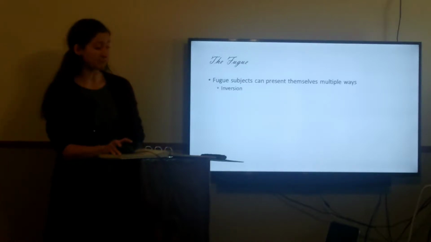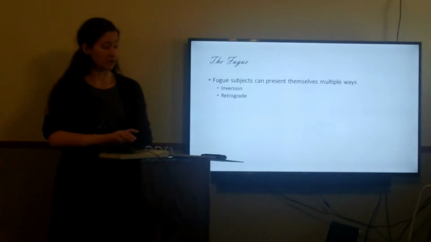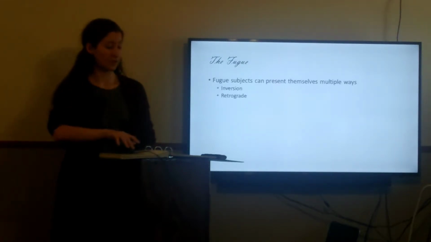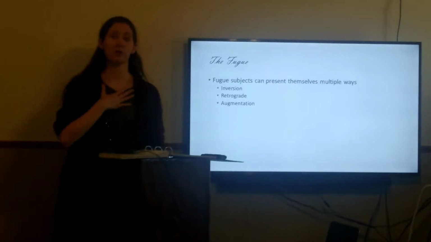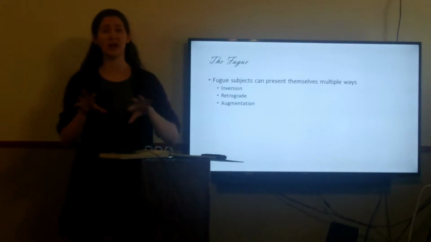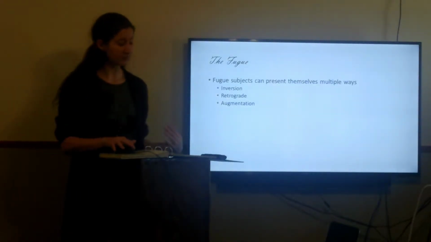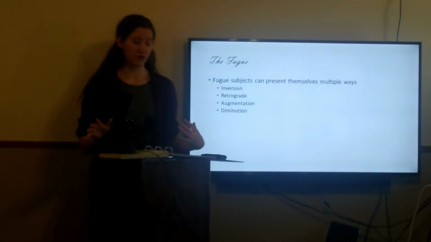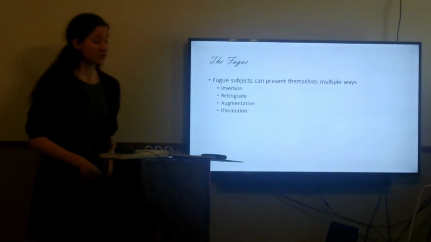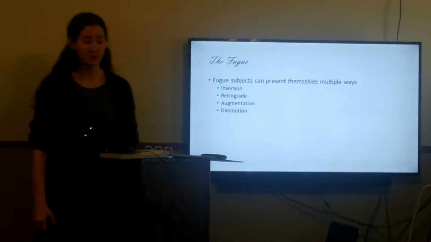So you can do inversion, which is where the theme is turned upside down. You can do retrograde, where you begin with the last note and you work your way forward. You can do augmentation, where instead of the normal rhythm that you'd play it, everything is slowed down. So maybe instead of quarter notes, you would use half notes. And you have diminution, which means maybe instead of using quarter notes, you use eighth notes. Everything is sped up. So you have different ways you can present the subject in a fugue.